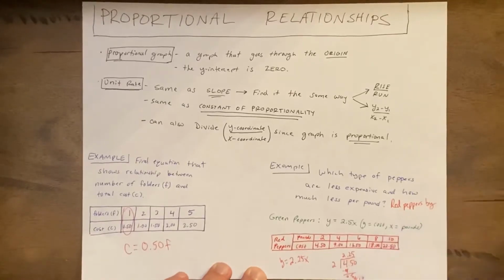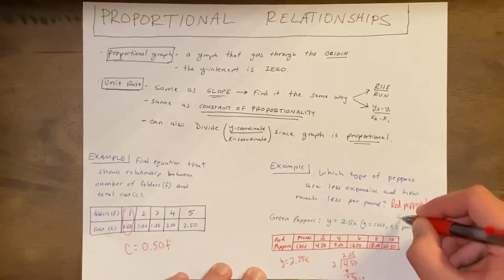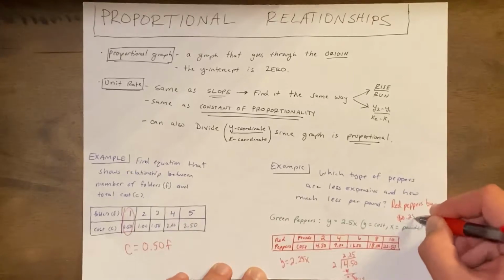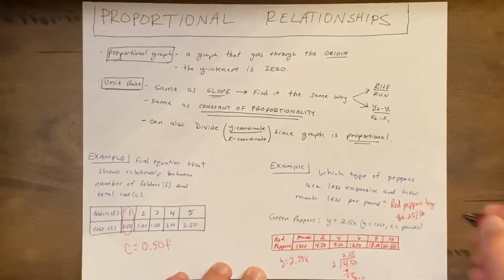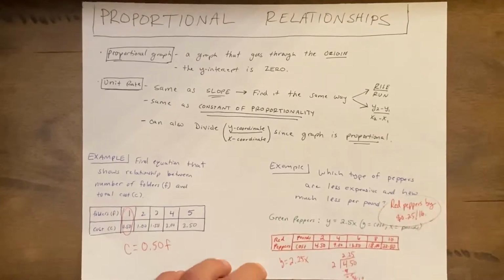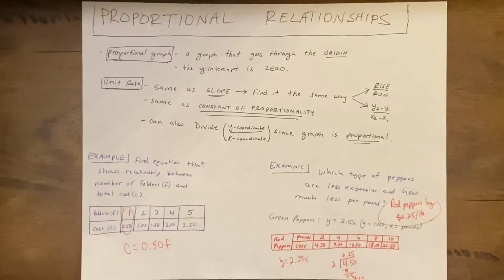we could say 25 cents per pound, or we could write it like this, 25 cents per pound. And that would be our answer. So red peppers are less expensive, and they are 25 cents cheaper per pound. Okay, so we got a couple other examples to look at.